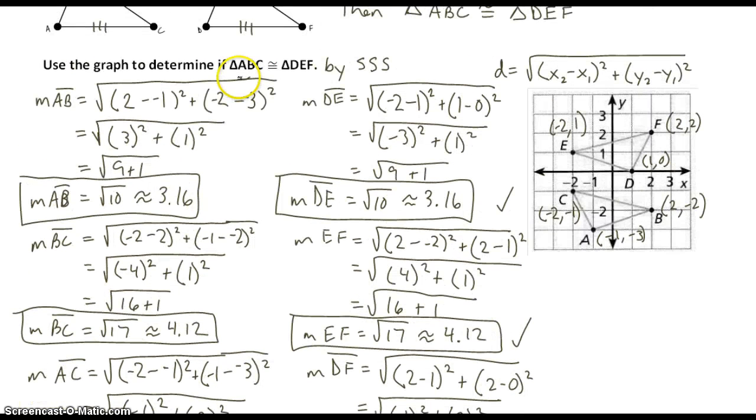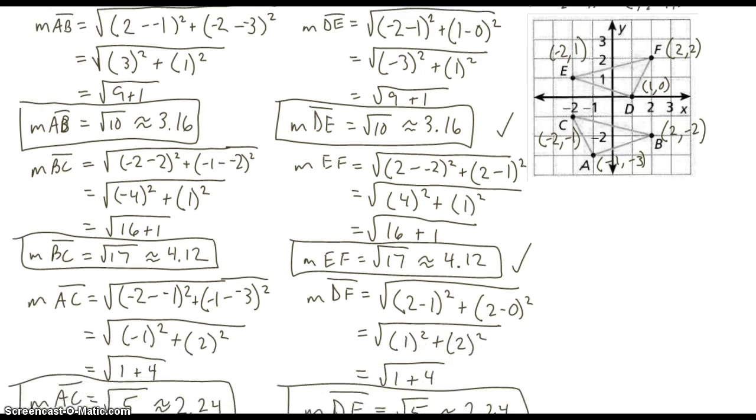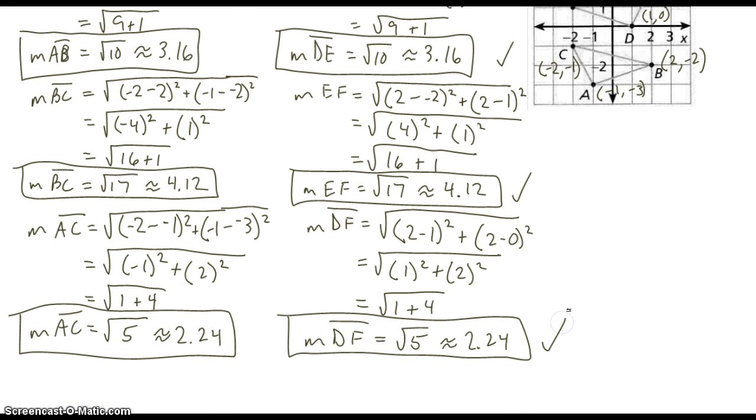In order to prove that these two triangles are congruent in coordinate geometry, I'm going to use side, side, side. To find length, to find measure in coordinate geometry, I need to use the distance formula. And I actually used the distance formula 6 times to show that I have 3 pairs of congruent sides.